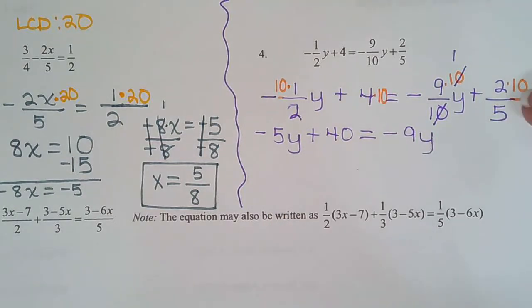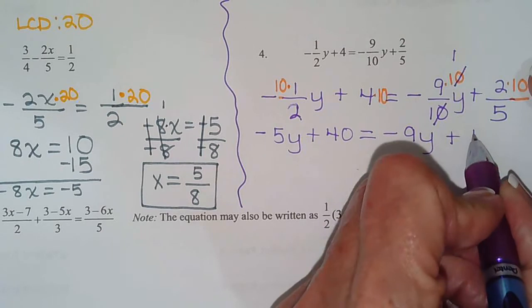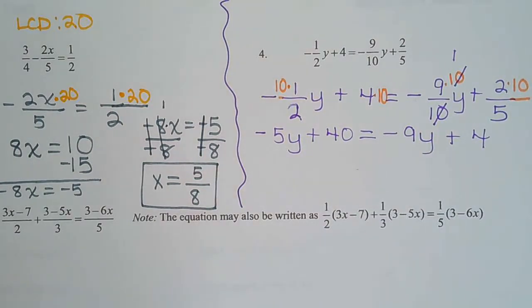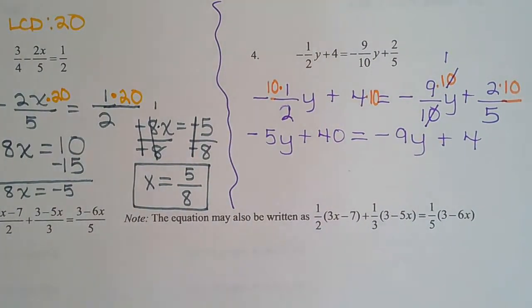And here we have 20 divided by 5, so the fraction bar just means division, so 20 divided by 5 is positive 4. And now we just have a nice, pretty problem, no fractions.